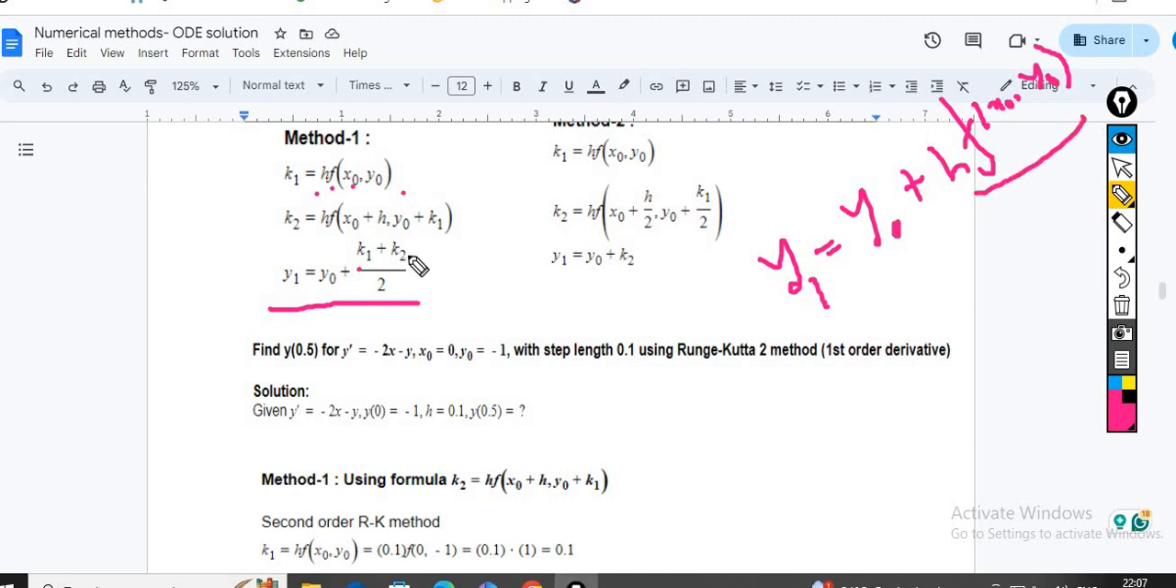But there is plus k2, some other accuracy. What is that k2? K2 is h f of x0 plus h. So we are considering x0 and this is x1, so this distance is h. And the y value was considered as y0, that initial value of y, plus k1. What is k1? K1 is this. So you can get k1 and k2, divided by 2. Adding that to the initial value of y, you will get the final value of y, the solution for this particular problem.